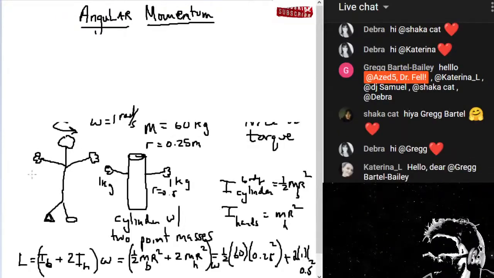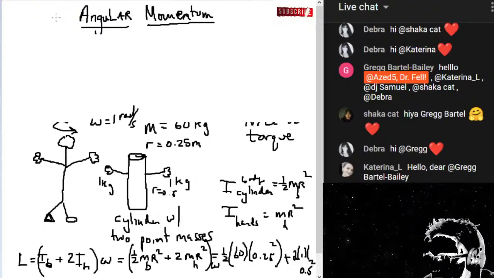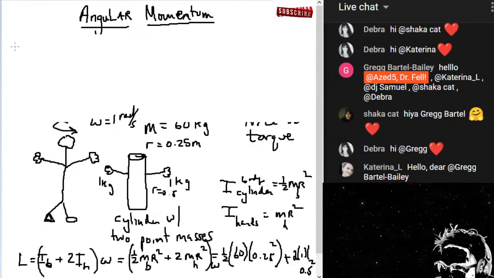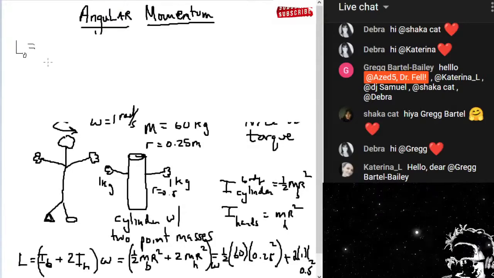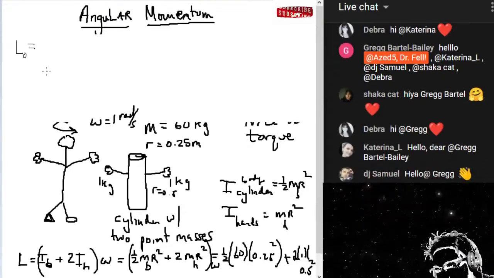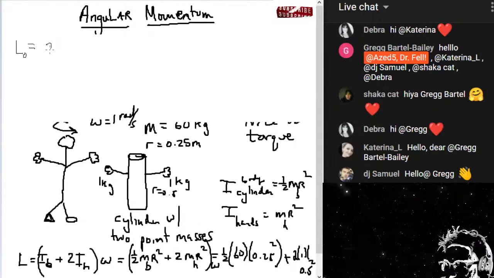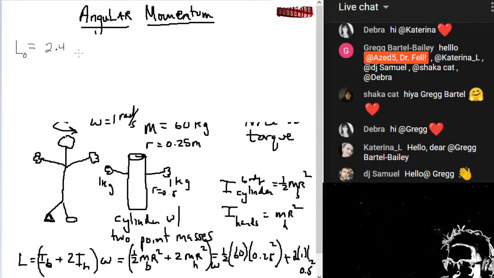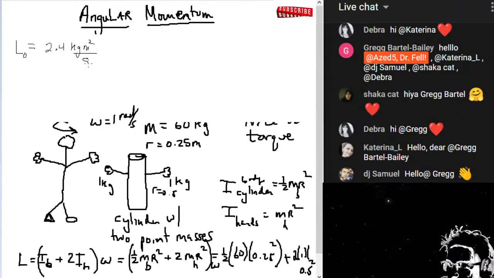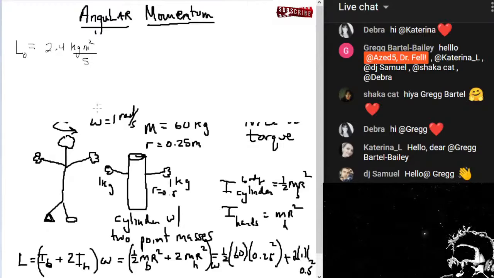So the L initial, damn it. That's better, it's too thick. So L initial is, what did I say, 2.4, and that's going to be kilogram meter squared per second.